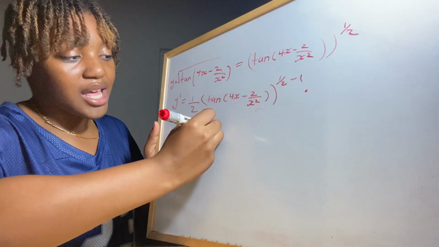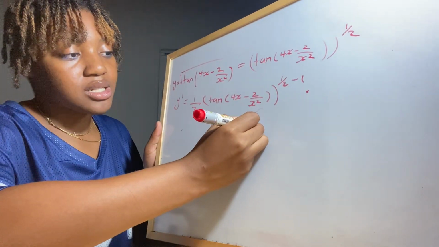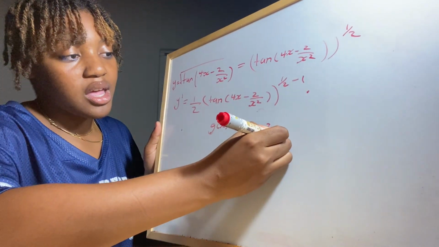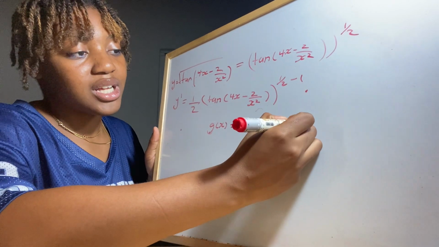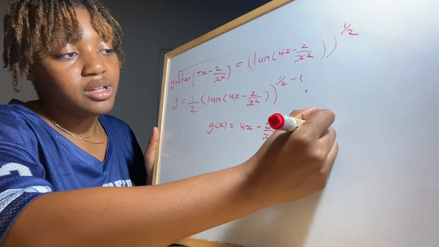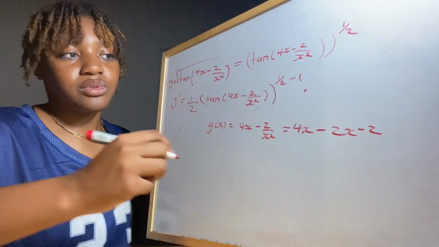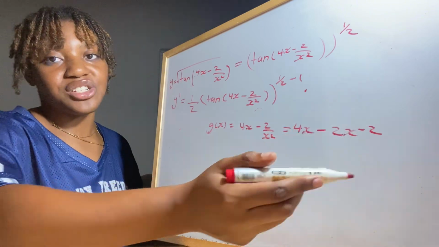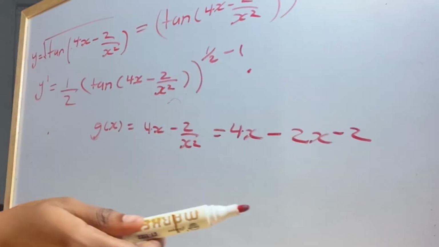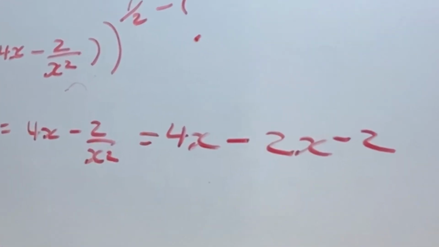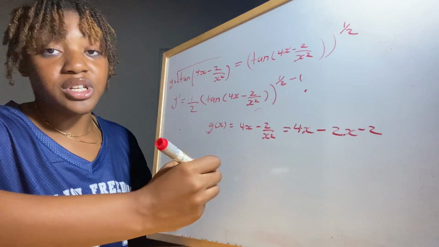So let's start from there. Let g(x) be equal to 4x - 2/x^2. This can also be written as 4x - 2x^-2, because the negative power indicates that it's actually in the denominator and we're just moving it up to the numerator. Another thing, we can just differentiate from there using the power rule.